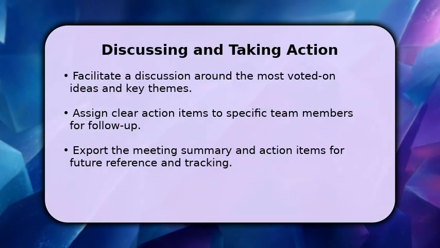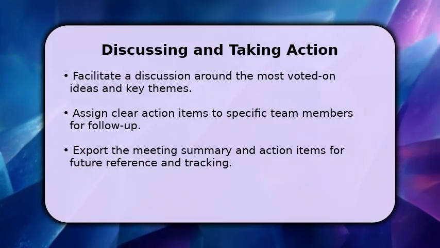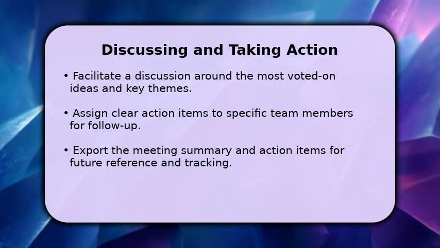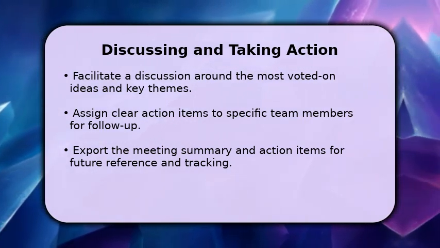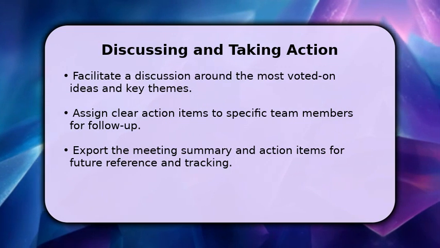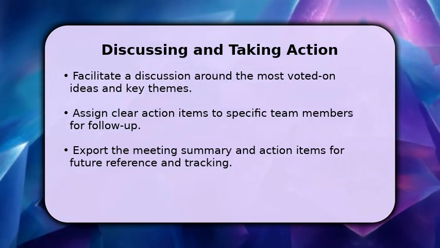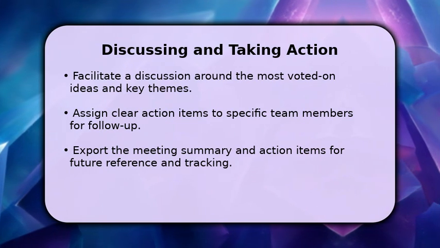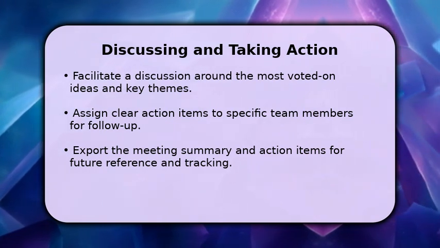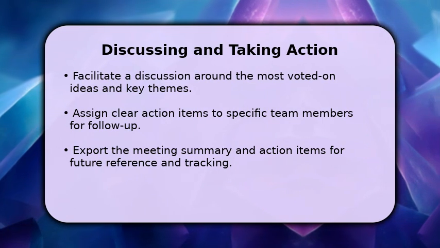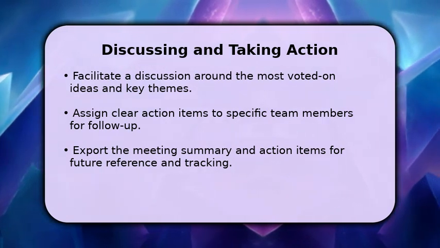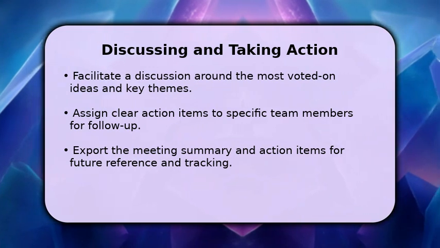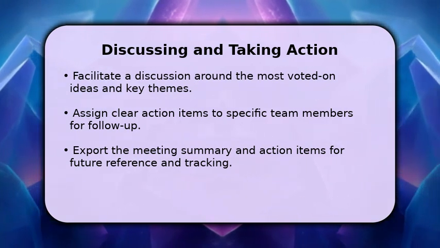With ideas prioritized, the next step is to facilitate a focused discussion on the top voted items. This is where your team collaboratively decides on solutions and next steps. Crucially, assign clear action items to specific individuals, ensuring accountability. Finally, Easy Retro allows you to easily export the entire meeting summary, including all action items, for future reference and to track progress effectively.